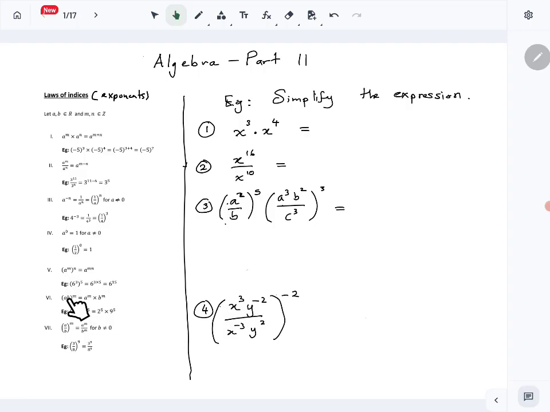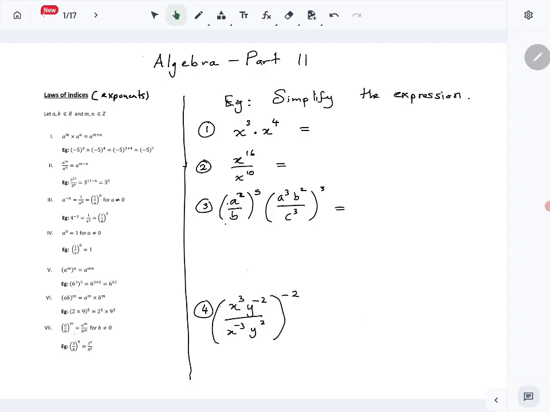if you have a product inside, a times b raised to m, you can distribute the power to both terms. So you can write it as a to the m times b to the m. So for example, I have 2 times 9 raised to 5, so that is same as 2 to the 5 times 9 to the 5.